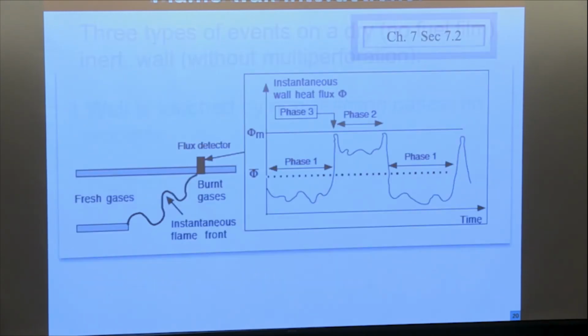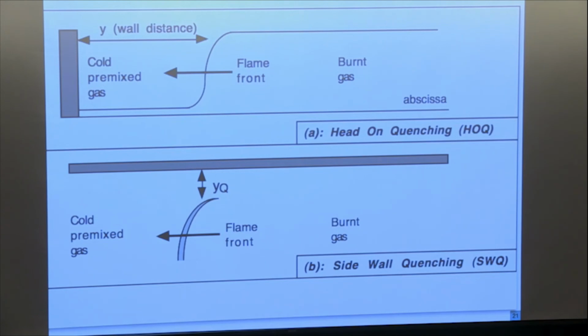So, in other words, if you put a sensor on this wall, you will have moments where the flux is low because you are in the fresh gases. You will have moments where the flux is high because you are in the burnt gases. And there you have moments where the flux is very high because you are under a flame front. Now, can we predict these things? Well, actually, you can do quite a few things.